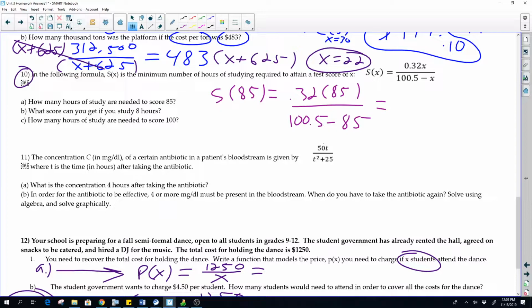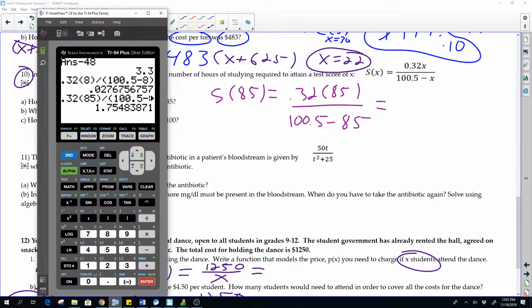Let's double check this. Okay, so in the following formula, S of x is the minimum number of hours of studying required to attain a test score of x. And so we plugged in 85. How many hours of study are needed to score an 85? It looks like if we did this right, it's 1.75 hours. So an hour and 45 minutes, right? We'll put that down and then we'll think about it.